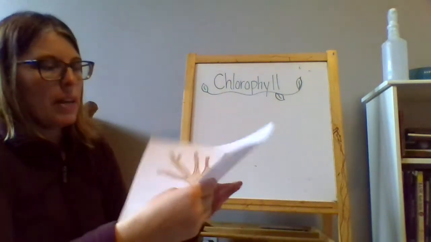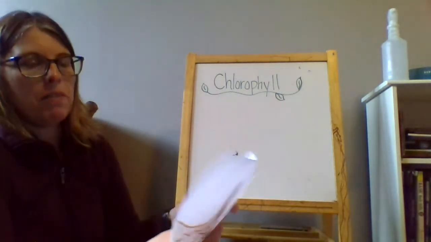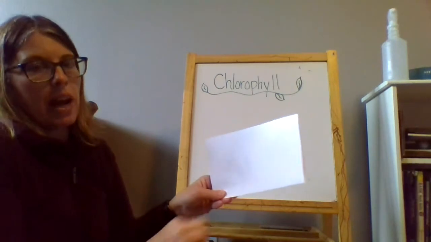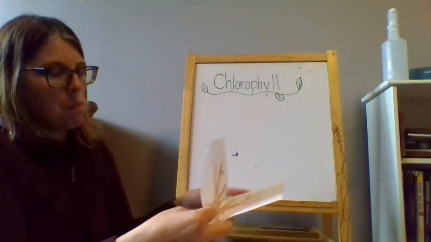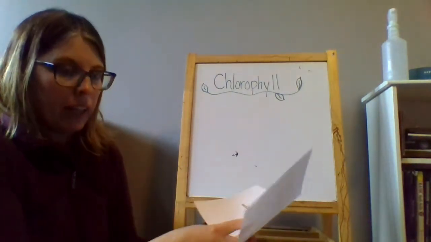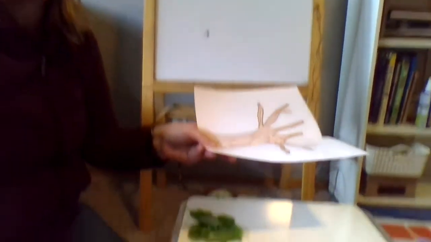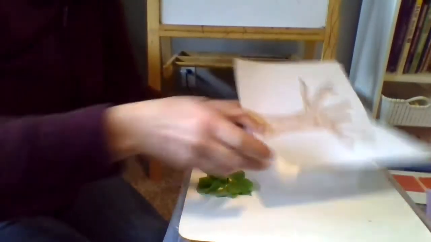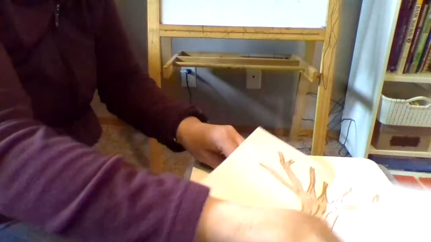So my paper has already been folded in half, but you'll want to fold yours in half like this, hamburger style, okay? Then you're going to take a leaf, and I'm going to point you down so you won't really see me very well, but I want you to see what I'm doing. So you're going to put your paper down like this.